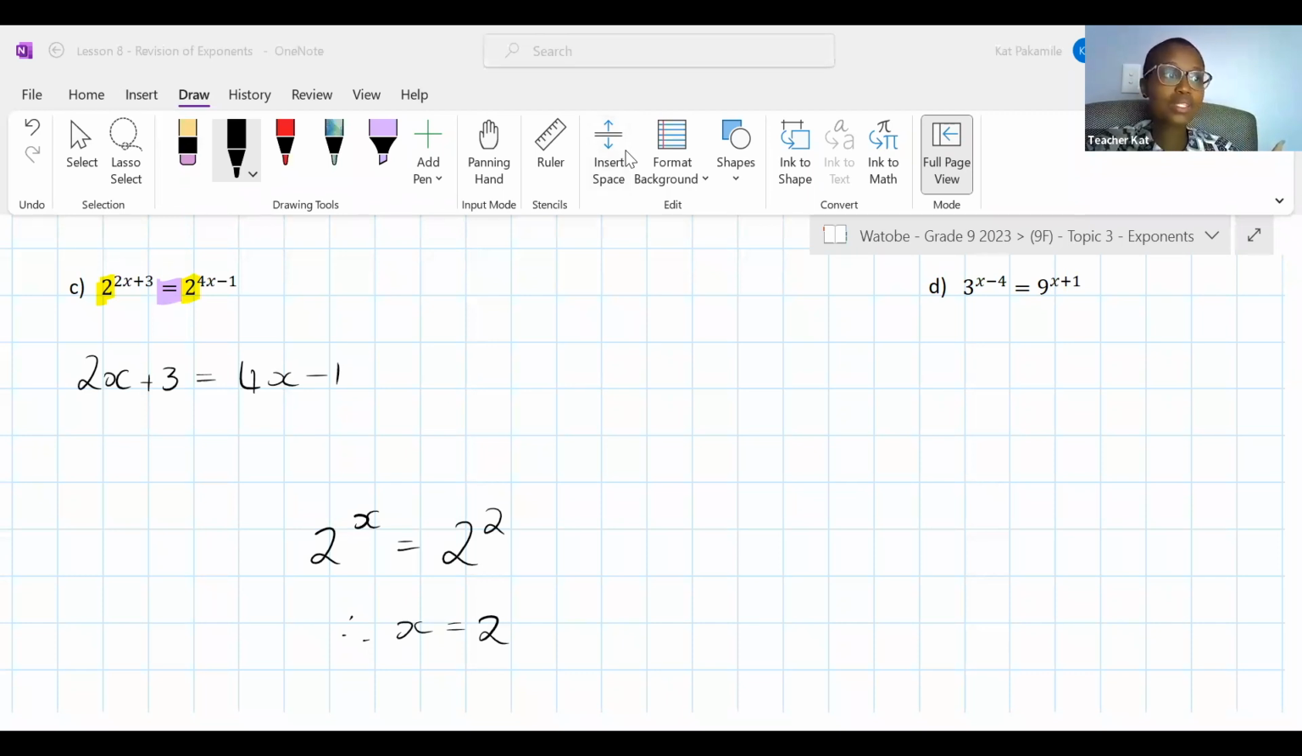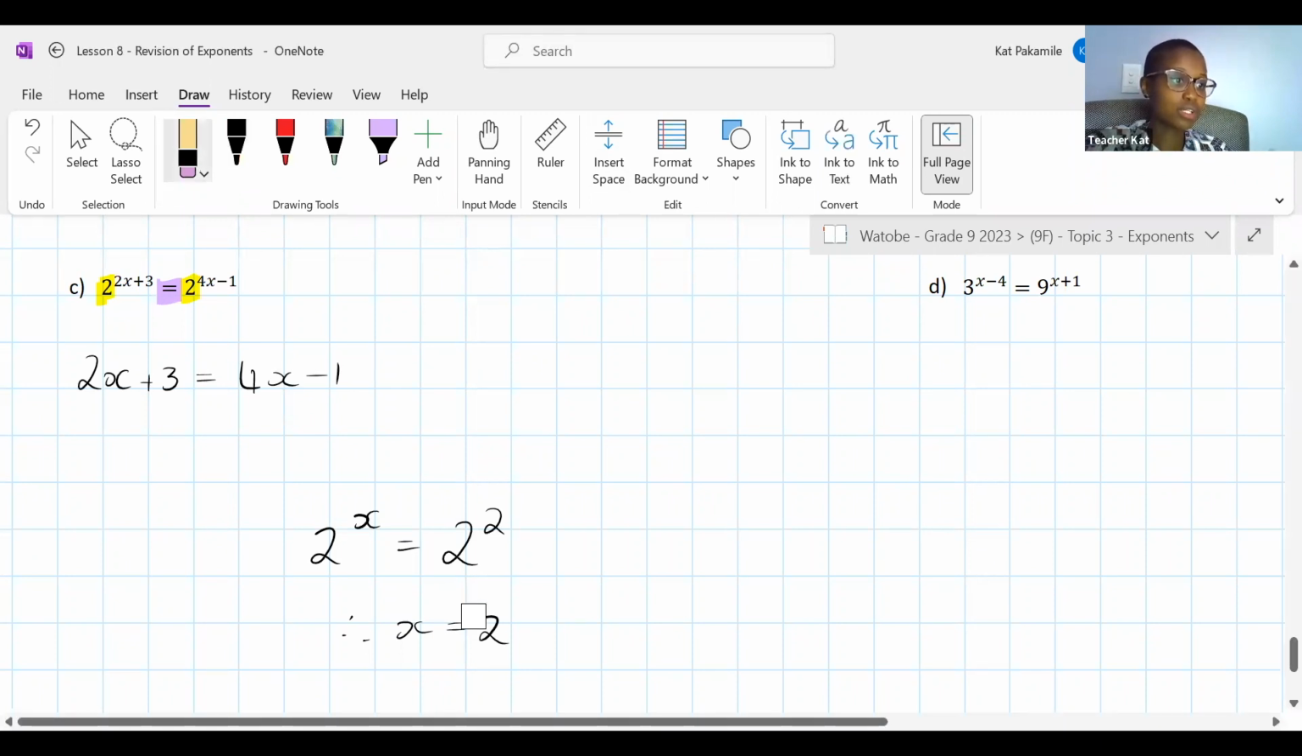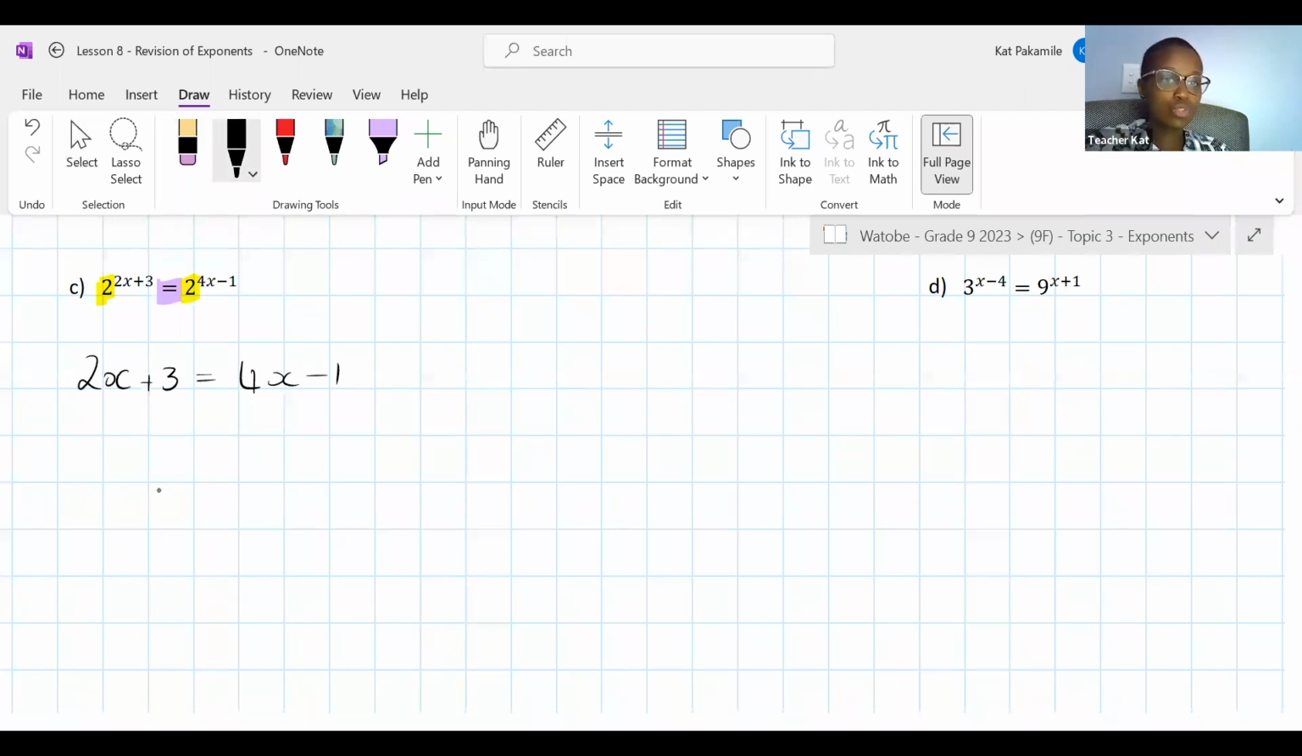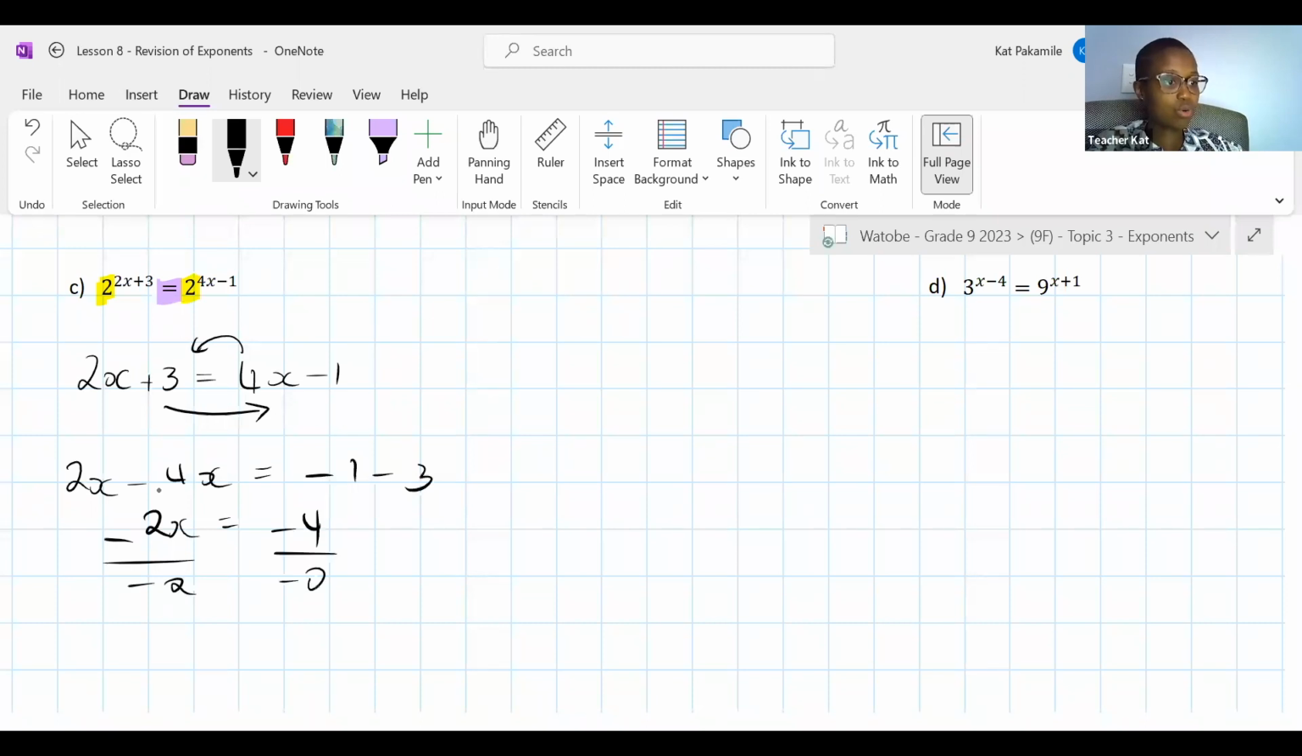Guys, can we study our laws? Okay, now let us solve for x. We got our same bases, we made the exponents equal, now we solve for x. To solve for x, 4x has to go that side, 3 has to go that side. So you're going to have 2x minus 4x equals negative 1 minus 3. This is going to be negative 2x equals negative 4. Divide both sides by 2, therefore x is 2.